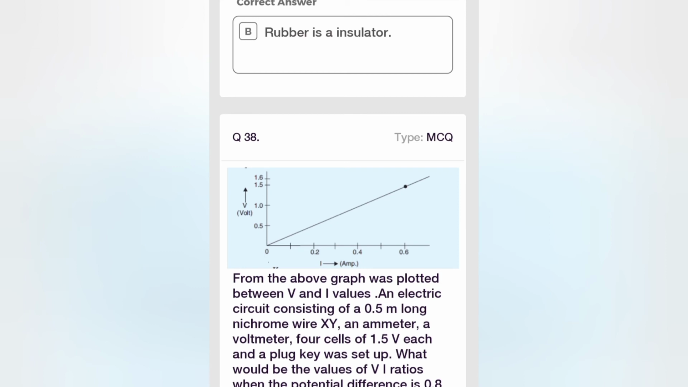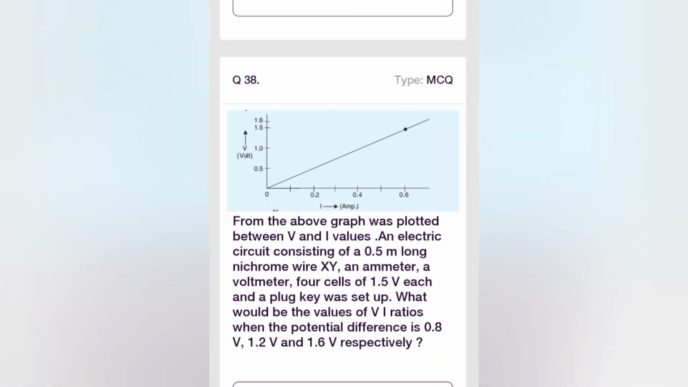28th question. From the above graph, we can find the relation between voltage and current. An electric circuit consists of 0.5 meter long nichrome wire XY, an ammeter, a voltmeter, and 4 cells of 1.5 volt each, and a plug key was set up. So from that, this observation is got. Okay, so this graph is got.